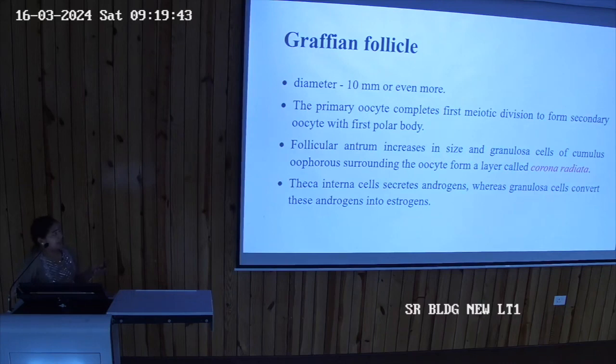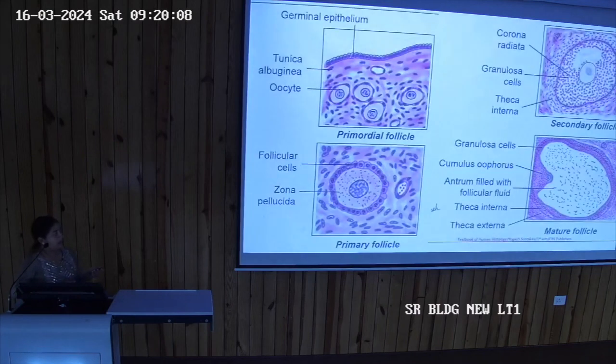Now the primary oocyte has completed the first meiotic division to form the secondary oocyte with the expulsion of the first polar body. The follicular antrum, which was formed in the secondary follicle, is increasing in size, and the granulosa cells of the cumulus oophorus surrounding the oocyte form a layer which is called the corona radiata. The oocyte was pushed towards one side because of the formation of the antrum, and the cells around this oocyte are radially arranged. When they are radially arranged, it is called corona radiata. So corona radiata are the granulosa cells which surround the oocyte and are radially arranged.